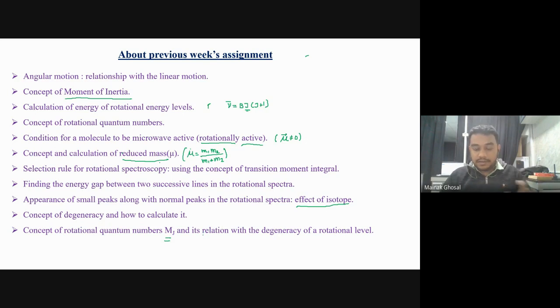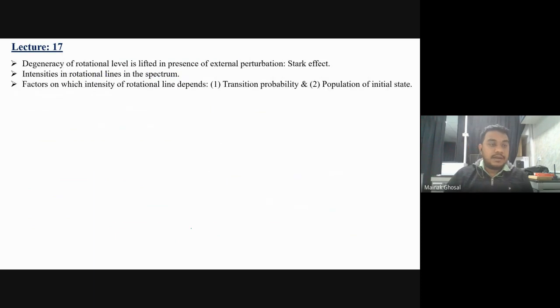these topics. So this week there is a lecture on the degeneracy of the rotational level. As I said in the earlier section, the degeneracy of the rotational level is given by the term 2J plus 1. But it was shown that this rotational level degeneracy is lifted in the presence of an external perturbation.